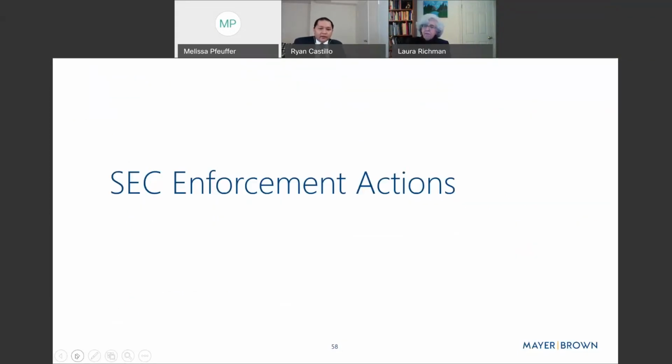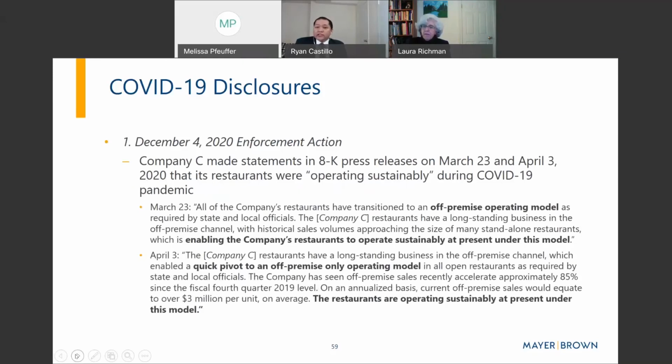Okay, now let's talk about enforcement actions on COVID disclosures, non-GAAP measures, and KPIs. Let's start with a recent case about material misstatements on COVID disclosures. So company C, as in cake, made statements in 8 key press releases in March and April last year that its restaurants were operating sustainably during the COVID-19 pandemic. The company said they quickly pivoted to an off-premises operating model, i.e. delivery and to-go food orders, and were operating sustainably under the model. So those were the public disclosures.